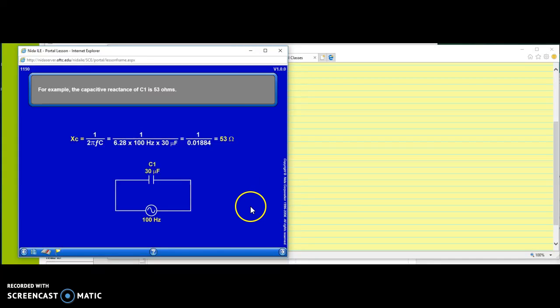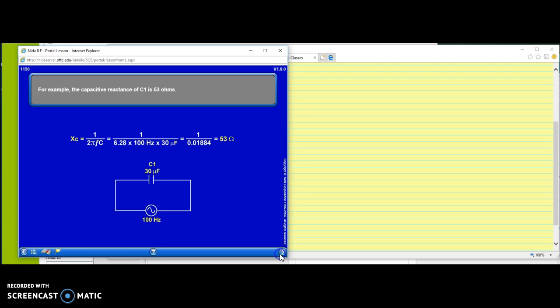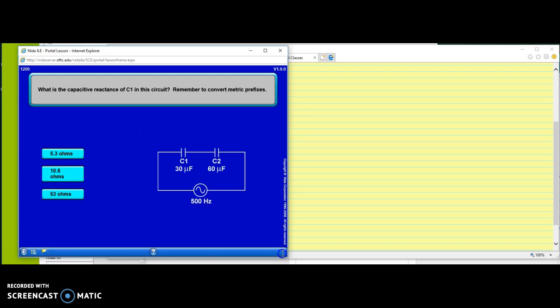Okay, let's continue where we left off with this one. And don't forget, NIDA always has help down here, and it's actually showing you how they converted the 30 microfarads down to farads, basically divided by 1 million. So if you didn't understand that, and you didn't know why, NIDA is actually offering you an opportunity to understand that. So let's move on.